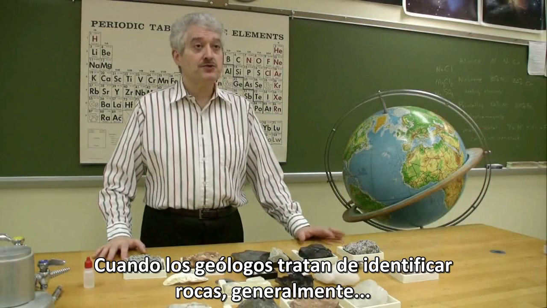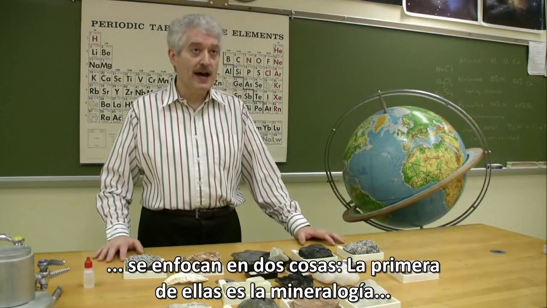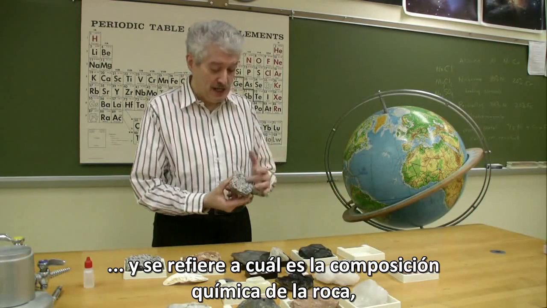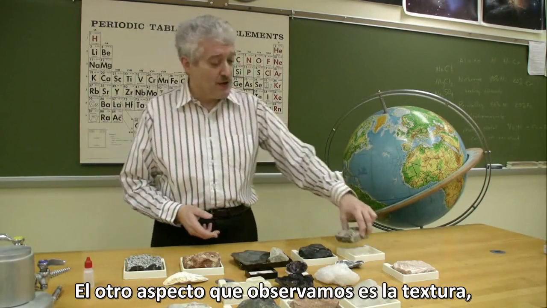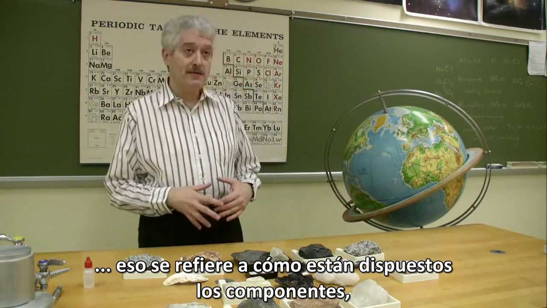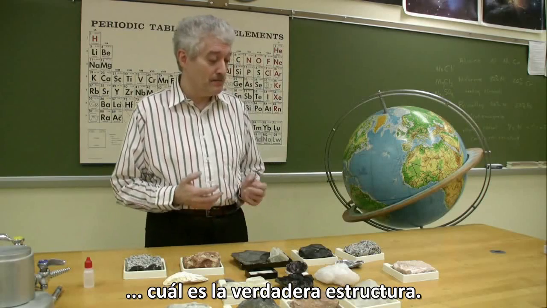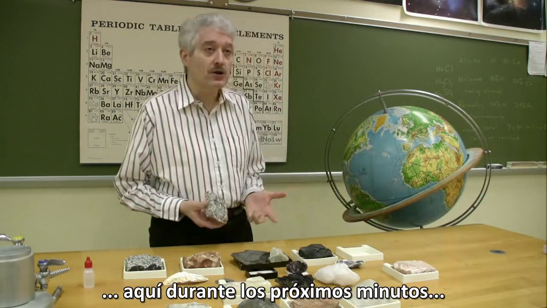When geologists try to identify rocks, they generally look at two things. The first thing we look at is mineralogy. That's, what is the chemical composition of the rock, what minerals are in it, so on and so forth. The other thing that we look at is texture. That means how are the components arranged? What's the actual buildup?